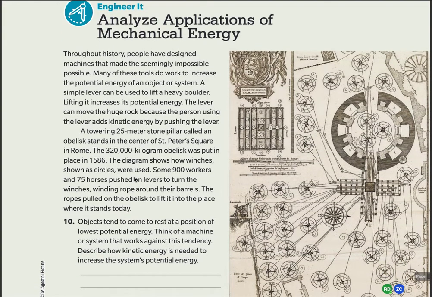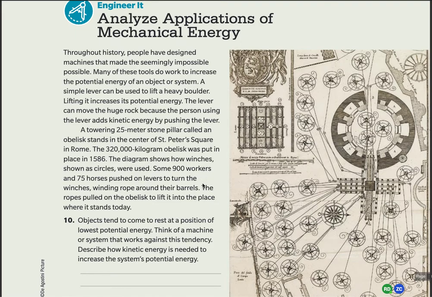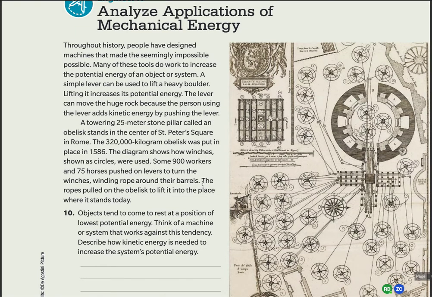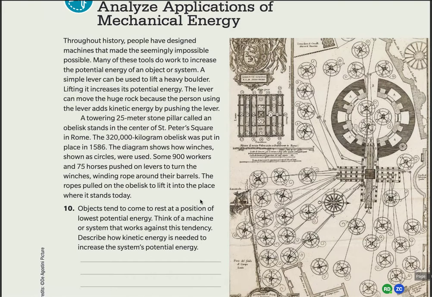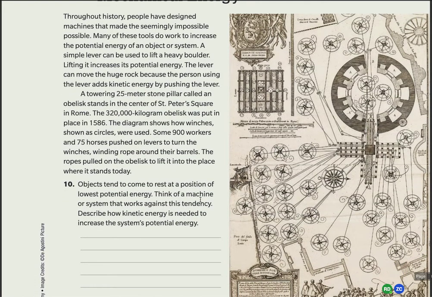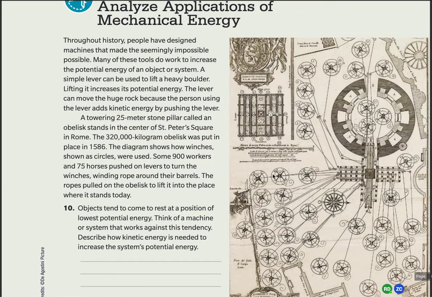Then we have applications of mechanical energy. This says objects tend to come to rest in a position of lowest potential energy. Think of a machine or system that works against this tendency. Describe how kinetic energy is needed to increase the system's potential energy. So I'm going to use this example. It talks about an obelisk. It says a 25-meter stone pillar called an obelisk stands in the center of St. Peter's Square in Rome.